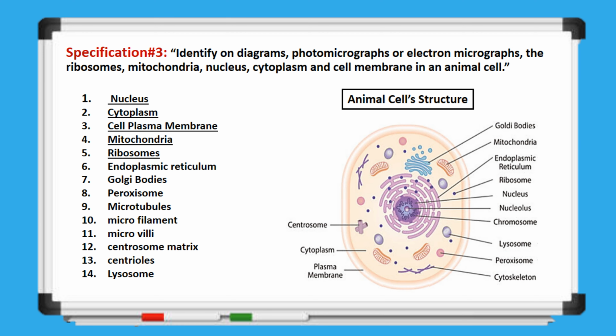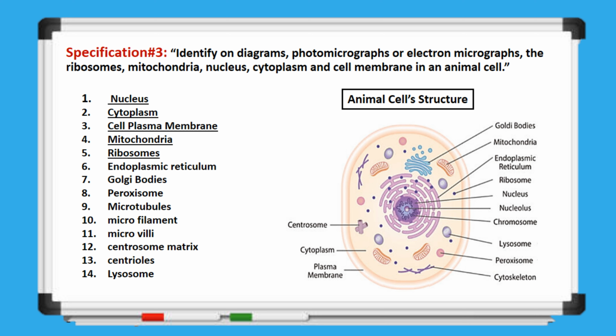In this section, we will concentrate on specification number 3, which states: identify on diagrams, photomicrographs, or electron micrographs the ribosomes, mitochondria, nucleus, cytoplasm, and cell membrane in an animal cell. This specification requires us to examine the basic structure of animal cells and their organelles.